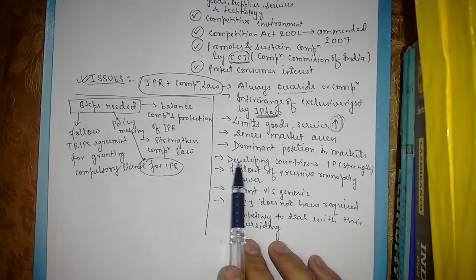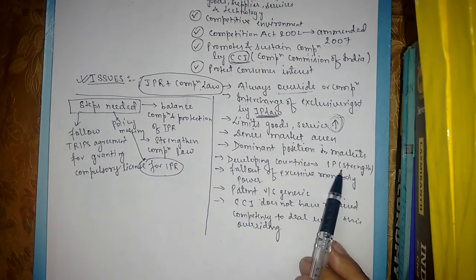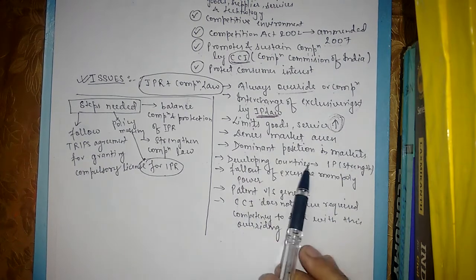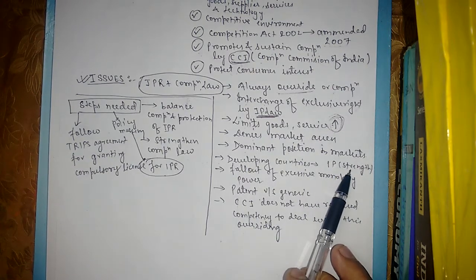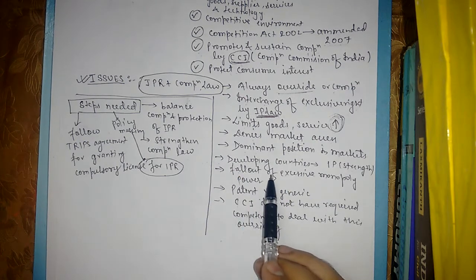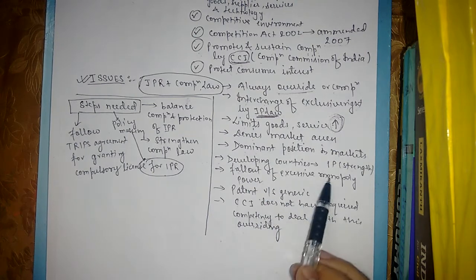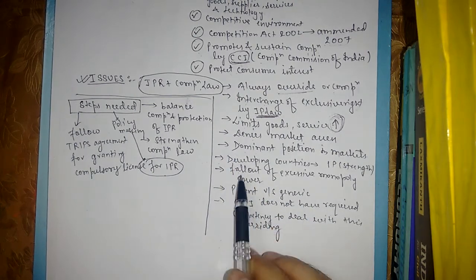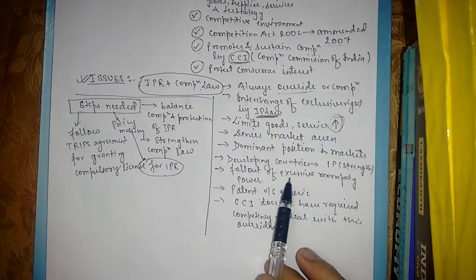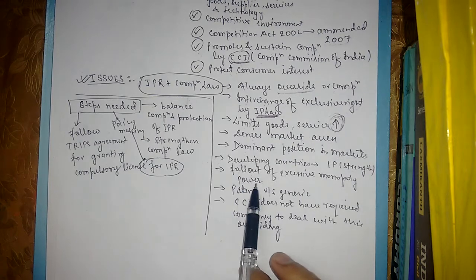In developed countries like the USA, intellectual property has good strength, and even some fallout of excessive monopoly power, which I already discussed before: dominant positions, fallout of excessive monopoly, right? If any creator gets a monopoly in the market, right?